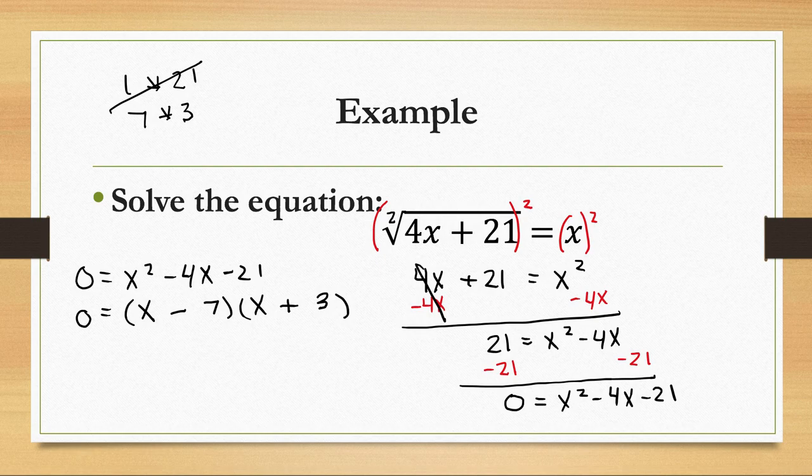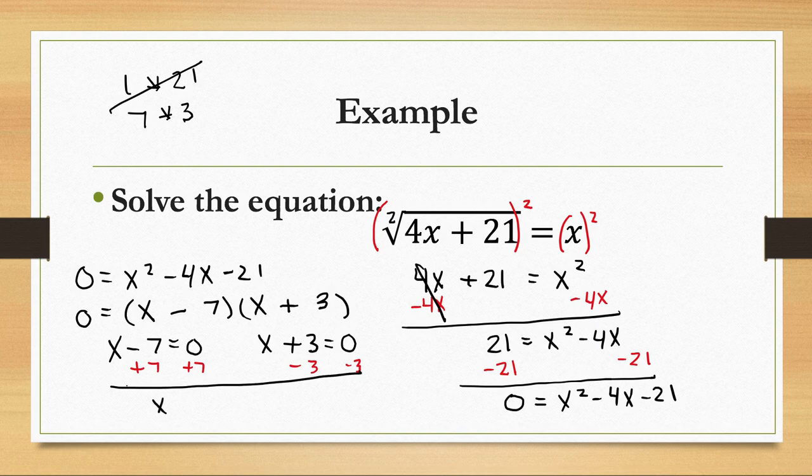Once you have it factored correctly, then remember that you're going to take each term and you're going to set it equal to 0. All right, and so then we're going to solve each one. So on the first one, we're going to add 7 to both sides. And on the second one, we're going to be subtracting 3 from both sides. So our two answers, x is equal to 7 and x is equal to negative 3.